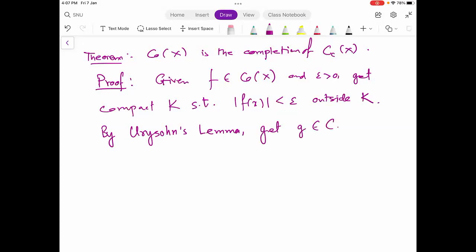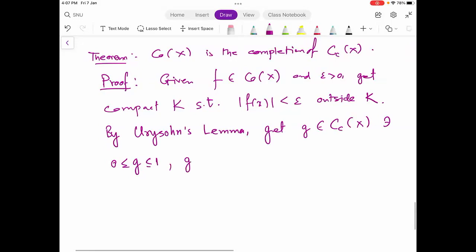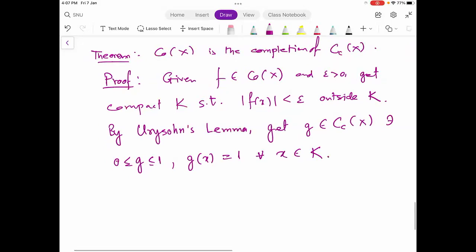Get g in C_c(X), a continuous function with compact support, such that 0 ≤ g ≤ 1. g(x) is 1 for all x in K, and then it decays to 0 outside some open set containing K. Let h equal f times g.